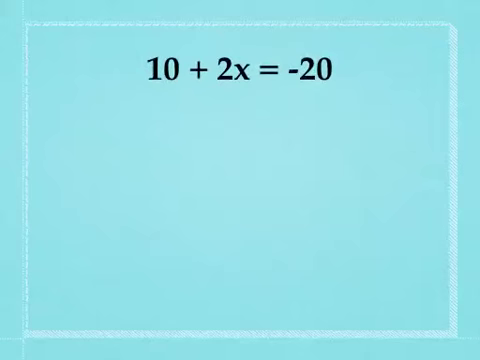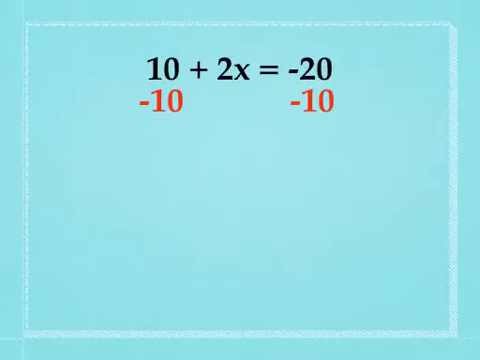The next example is 10 plus 2x equals negative 20. This one has been switched around just a little bit. Now I'm going to have the whole number 10 plus 2x, my variable. I still need to get rid of what's being added or subtracted to x first. What's being added is a positive 10. So I need to do the opposite of adding a positive 10, which is subtracting 10 from both sides.